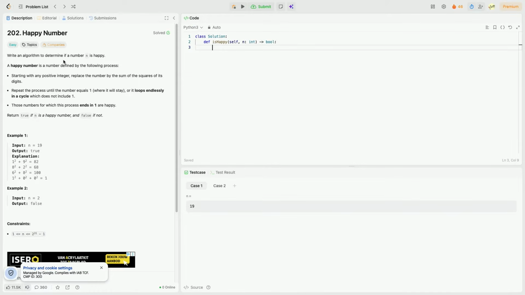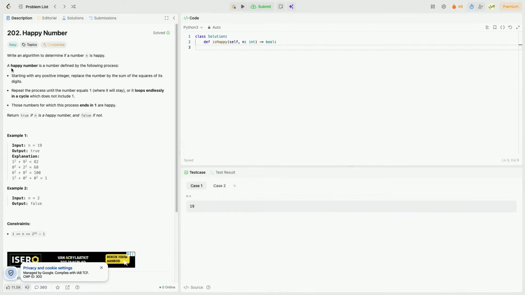Today we're looking at one of the two easy problems in the LeetCode 150 list in the geometry and math section. It's LeetCode 202, Happy Number, and we're supposed to write an algorithm to determine if a number n is happy or not.